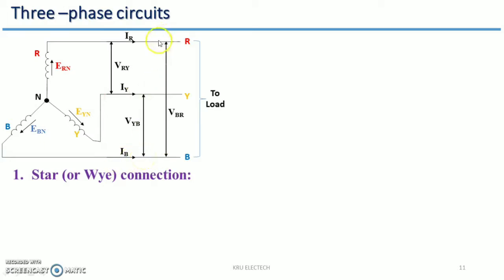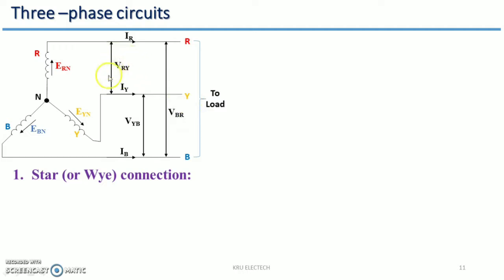The voltage across a phase only is the phase voltage. Suppose you want the phase voltage of R, that is ERN. The line voltage between line R and line Y is VRY; you can also say it is ERY, you can write E or V. Between line Y and line B is VYB, and from the last to the first is VBR.